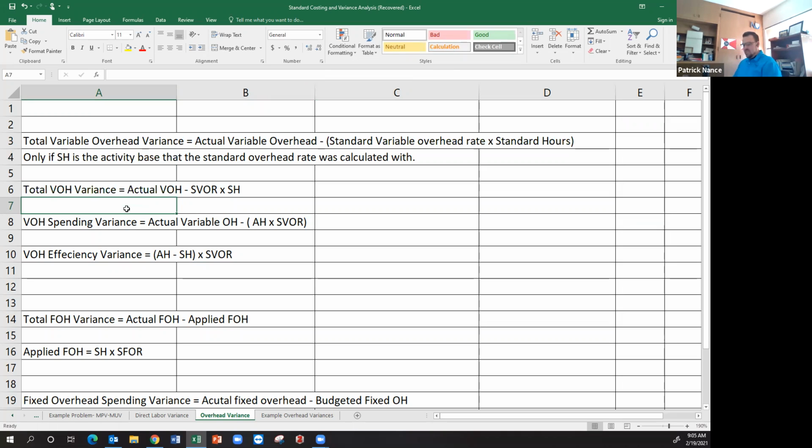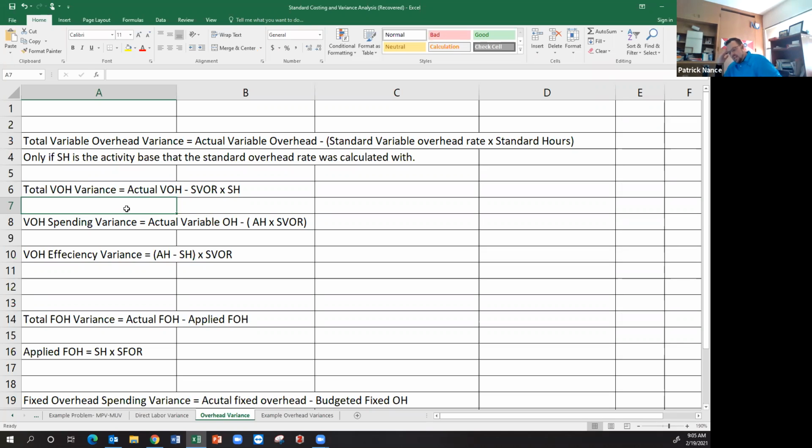So just like with our materials price and usage variance and my labor rate and efficiency variance, we have two different types of variances that make up this total variable overhead variance. And that is my variable overhead spending variance and my variable overhead efficiency variance.